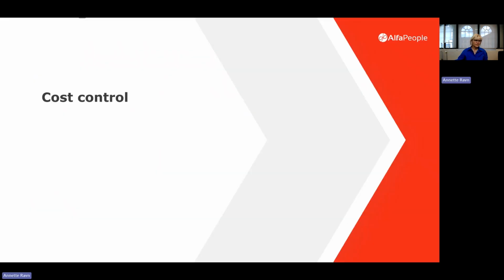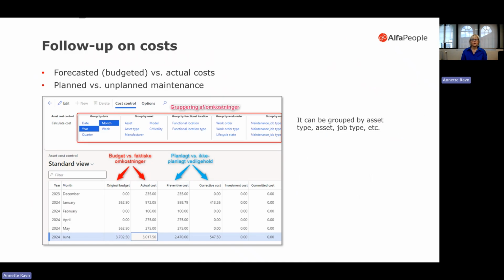The next topic I would like to discuss is the cost control. It's called cost control, but think of it as a cost overview. This is out of the box. We have every cost for a selected period of time. We can see this is my budget of cost. This is my actual cost.